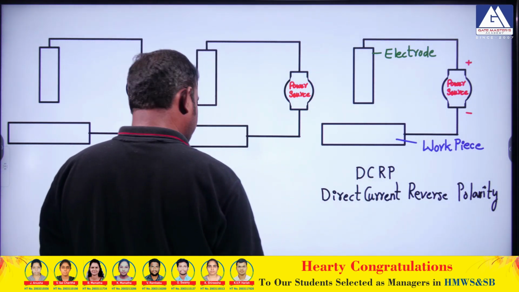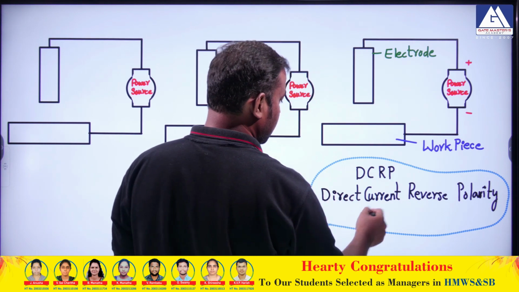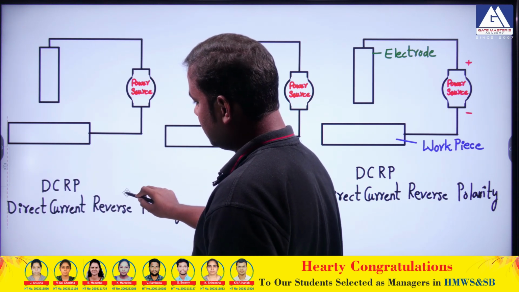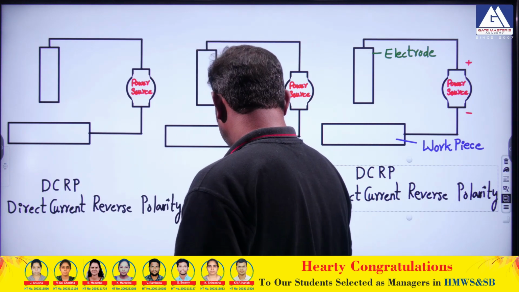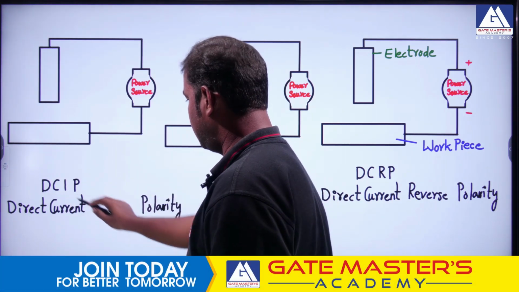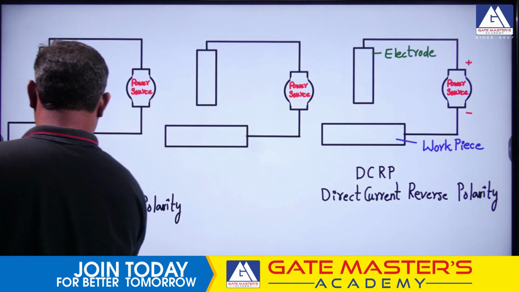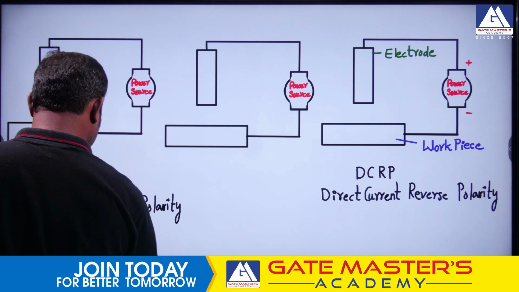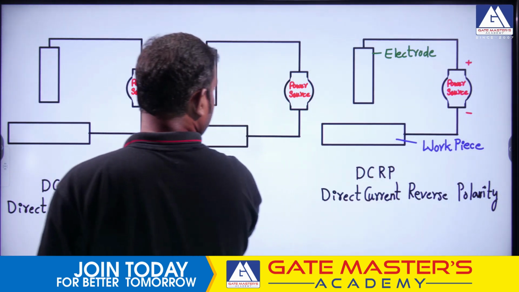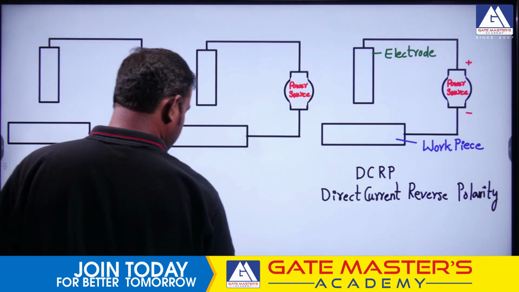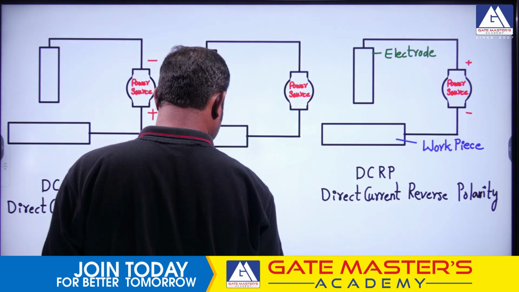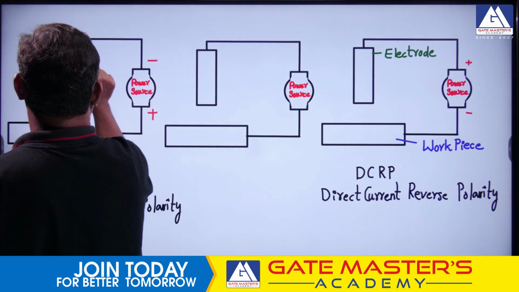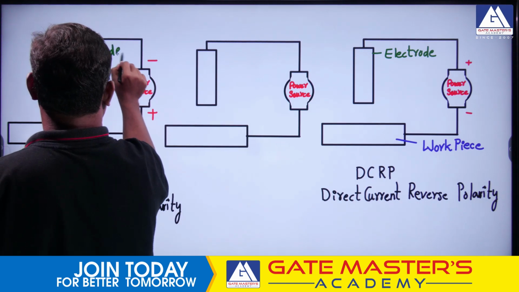Now the same thing, if we do it in an alternate fashion, then this is called direct current straight polarity. So this is negative and this is positive. The rest of the things are the same: here is the electrode, and here is the workpiece.